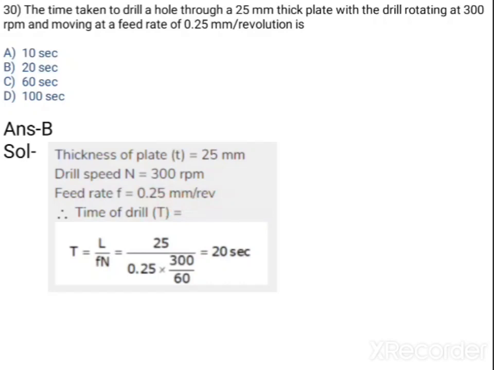T is equal to L divided by F into N, and from that L is 25, F is 0.25, into N, revolutions per minute, 300 rpm. You will get the first answer in minutes, then convert it into seconds, just multiply by 60, you will get the answer as 20 seconds. Option number B is right.